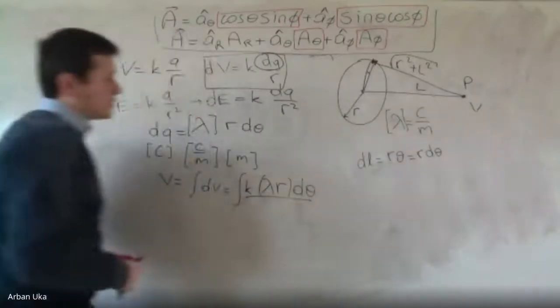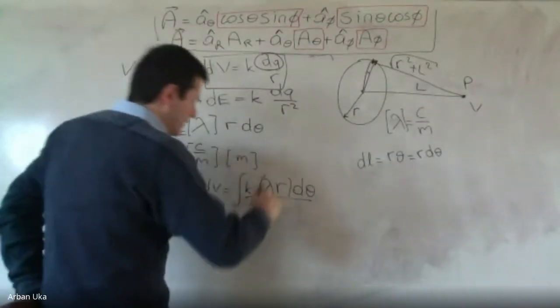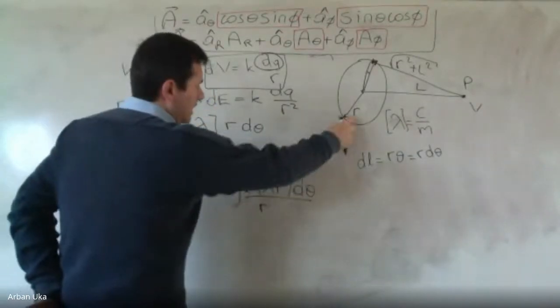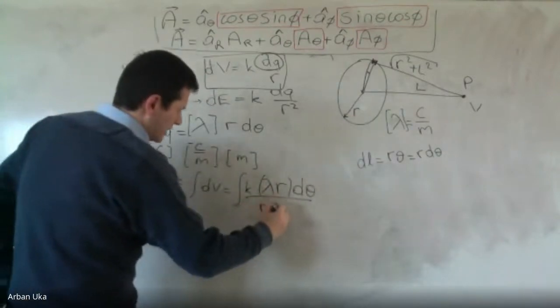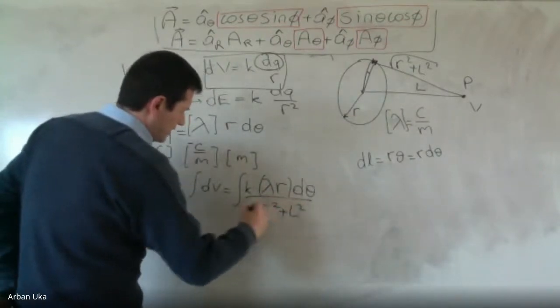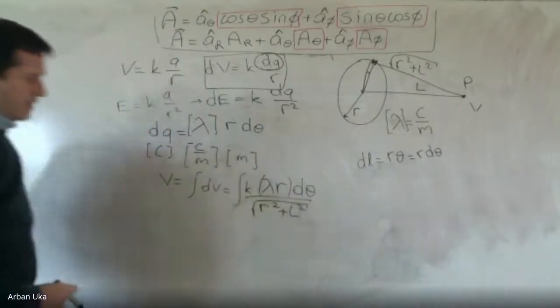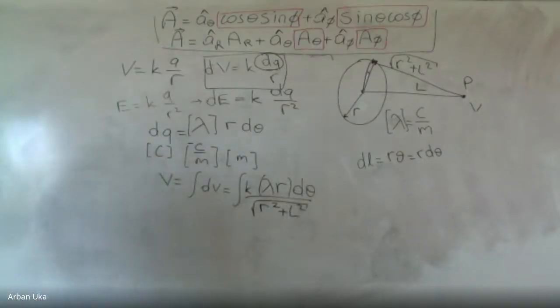So that's why it's not always good to use r as r. We could have used a here, but that's fine, this is the square root of r squared plus l squared. Okay? And then, so this is the integral. That's all we need to do.